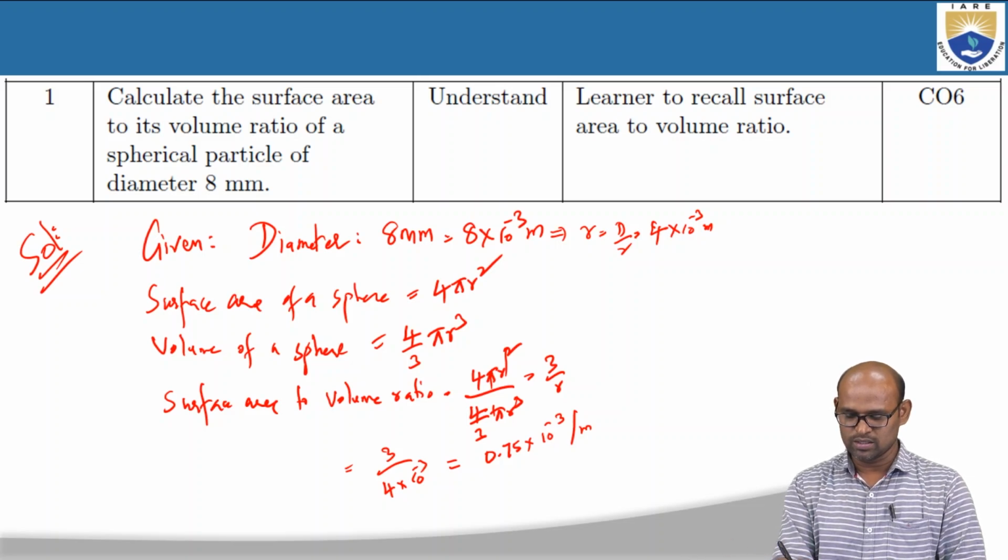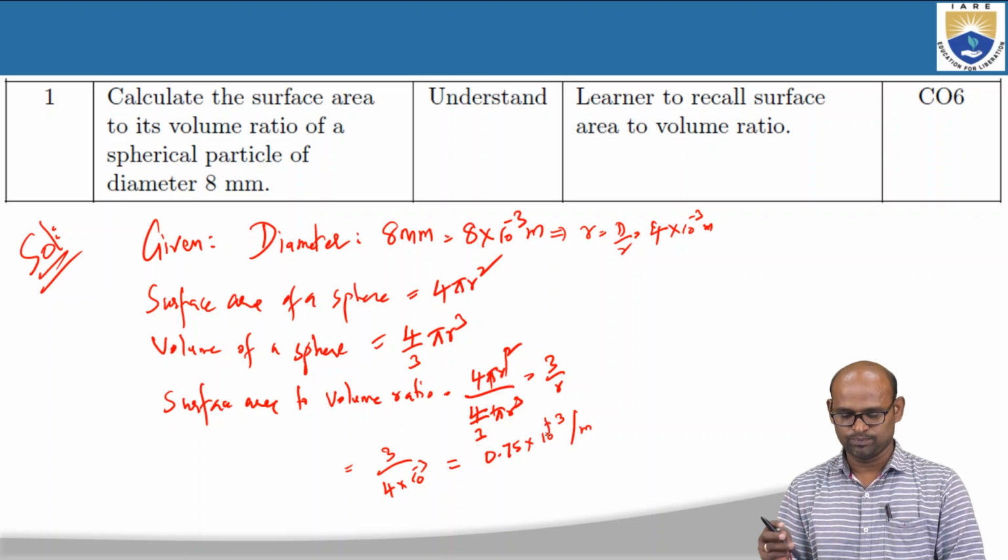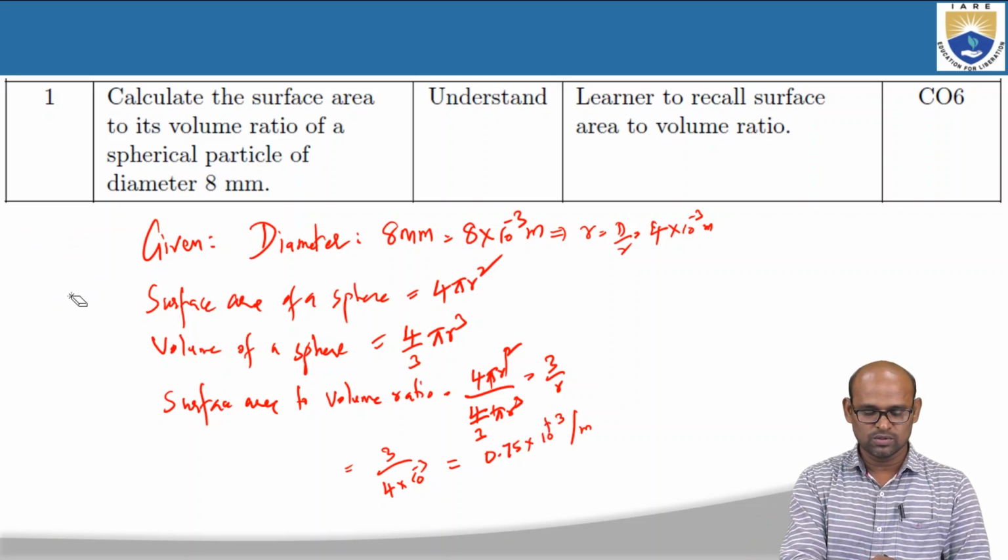So r is 4 into 10 power minus 3, so 3 by r is 10 power plus 3. So let us go to the next problem.